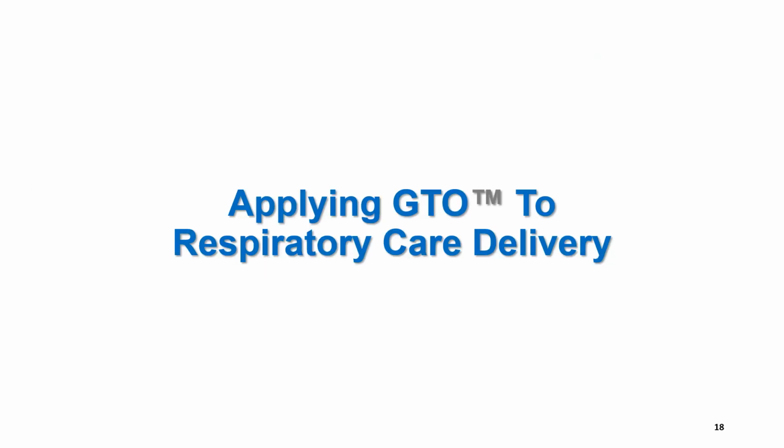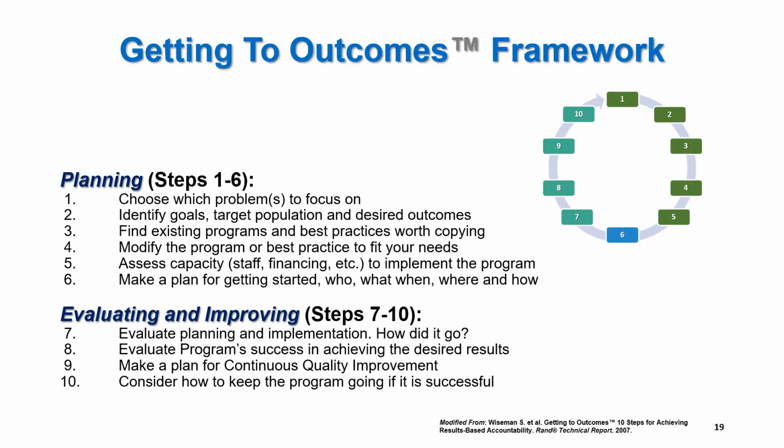Okay, let's transition to the next section, applying GTO to respiratory care delivery. Keeping the PI cycle framework in mind, respiratory care practitioners could effectively incorporate the GTO's 10 steps into a quality-focused implementation plan strategy. This succinct document could serve as a roadmap for developing, implementing, monitoring, and evaluating a quality-based improvement program. Keep these steps in mind as a potential application of the Getting to Outcomes construct is outlined with an AARC Expert Panel Reference-Based Clinical Practice Guideline. Also think how this information may be used when developing, evaluating, and monitoring patient-focused respiratory care protocols.